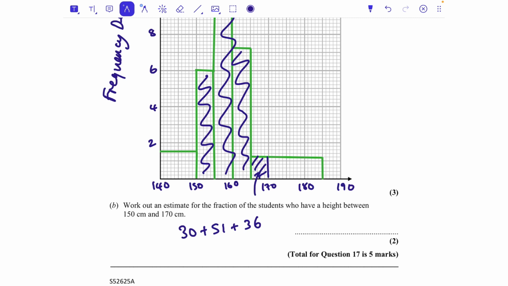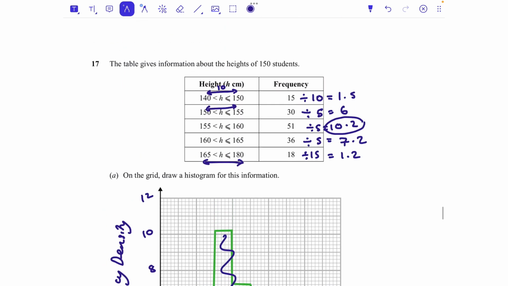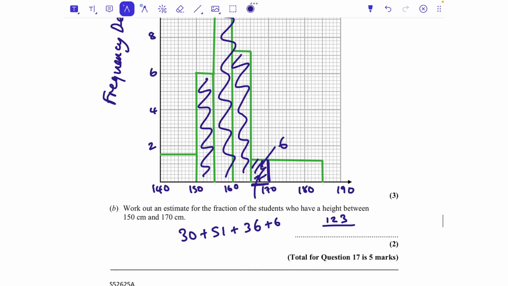And then this bit, to get the area, we're just going to do base times height. Now the base has a width of 5 and the height is 1.2. So 5 times 1.2 is 6. So we're going to add 6 on for the area of that bit as well. So the total number of students who have a height between 150 and 170, let's add that together. 30 add 51 add 36 add 6, and that's 123 out of all the students all together. And we're told in the question that's 150. So 123 out of 150.